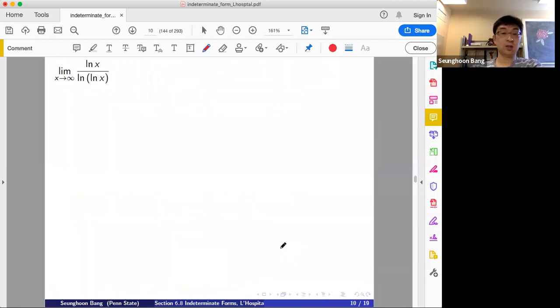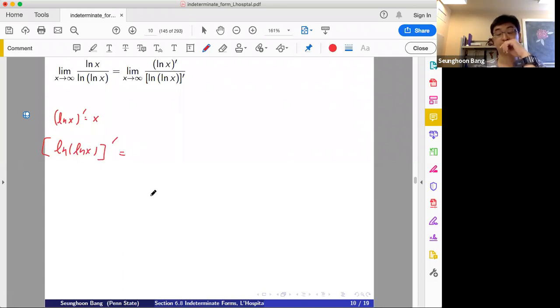So we can make a table. The limit of ln of x over ln of ln of x. You can plug infinity into the top and the bottom, so exactly infinity over infinity. You can use L'Hopital's rule. What is the derivative of ln of x? The derivative of ln of x is 1 over x. Do you know what the derivative of ln of x is? So could you write your answer on the chat board? What is the derivative of ln of x? Do you know the answer? What is the derivative of ln of x?